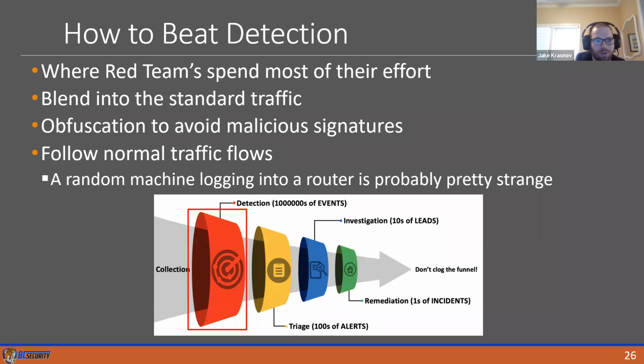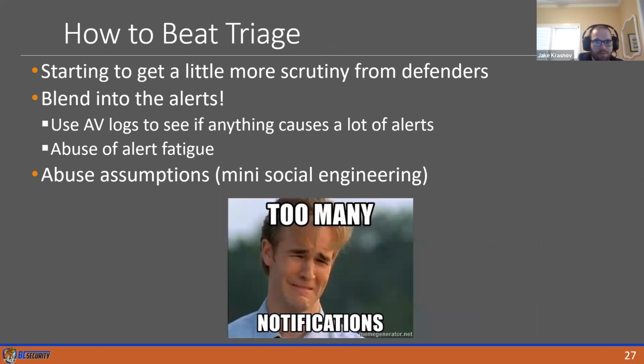An SMB connection from a workstation to a workstation is probably not normal behavior that'll get collected. Those kinds of things we want to avoid. Triage is starting to get a little more scrutiny from our defenders. Like we said, we can blend into the alerts and use the AV logs, see if anything causes a lot of alerts, and abuse that alert fatigue, and abuse assumptions about whether it's normal for it to be on the network.